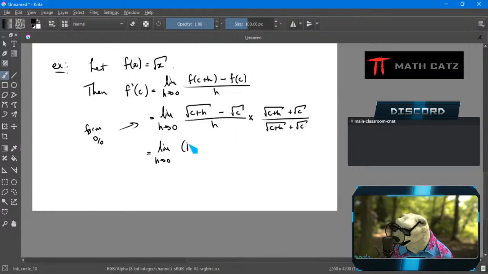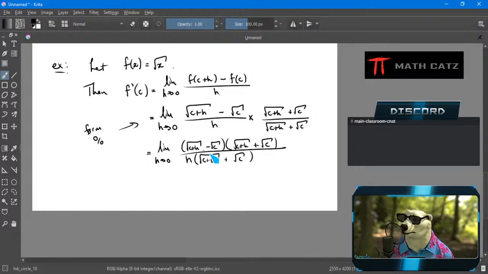So now I have at the top the root of c plus h minus root of c, times the root of c plus h plus root of c, over the bottom. I have an h, and then I have the root of c plus h plus root of c. But the top is more important right now, because I remember that if I have an a minus b times an a plus b, that simplifies to a squared minus b squared.